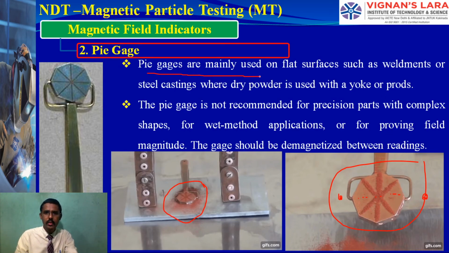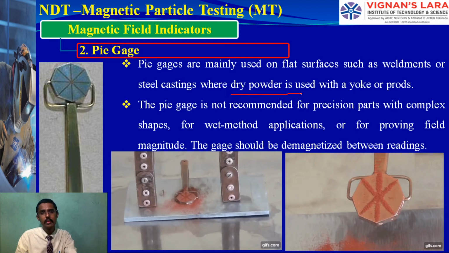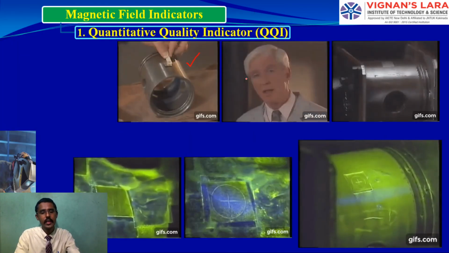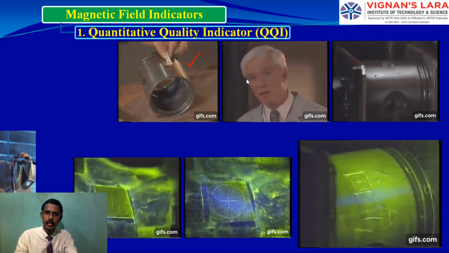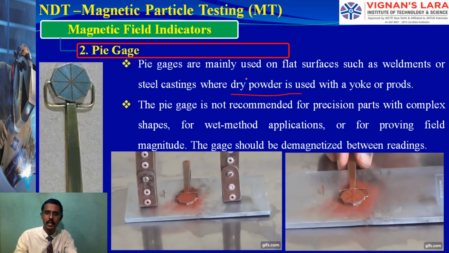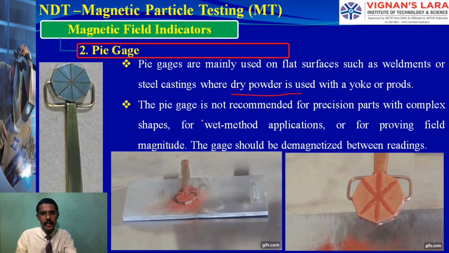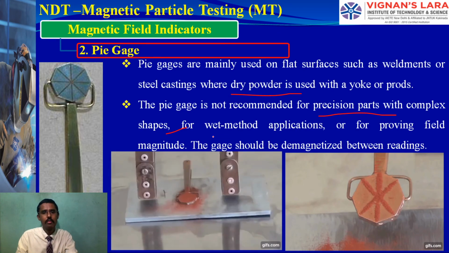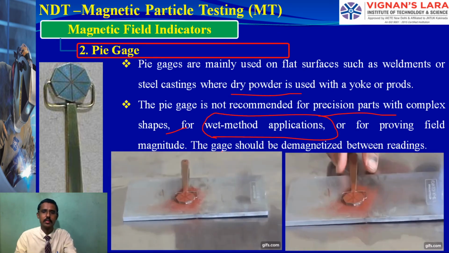Pi gauges are mainly used on flat surfaces such as weldments or steel castings where the dry powder is used. Previously, for the previous type of quality indicators, we used the wet method. Here, we are using a dry method. This package is not recommended for precision parts with complex shapes or for wet method applications. It is only for dry method applications, not for the wet methods.